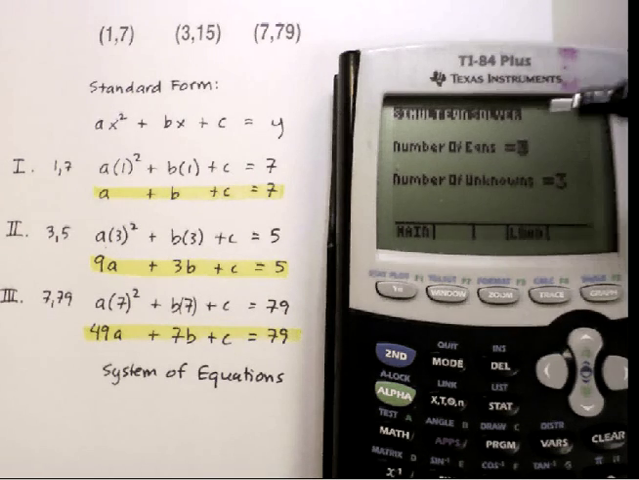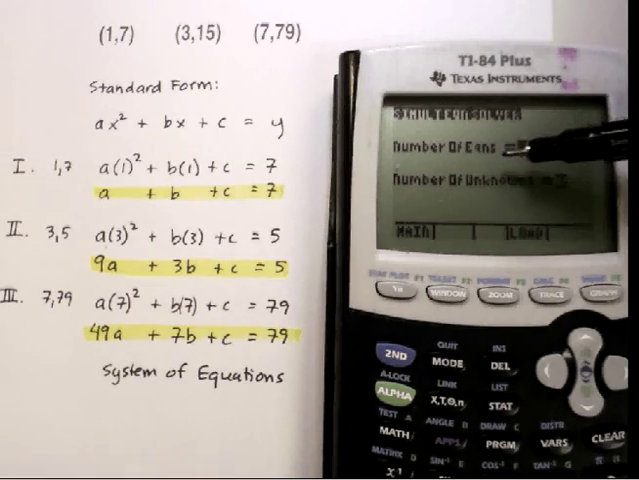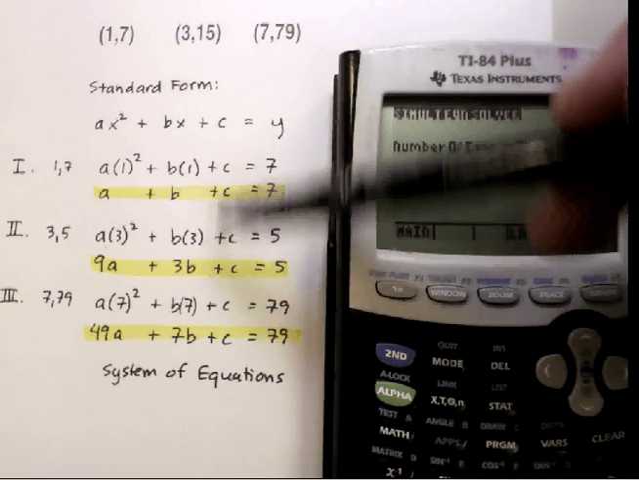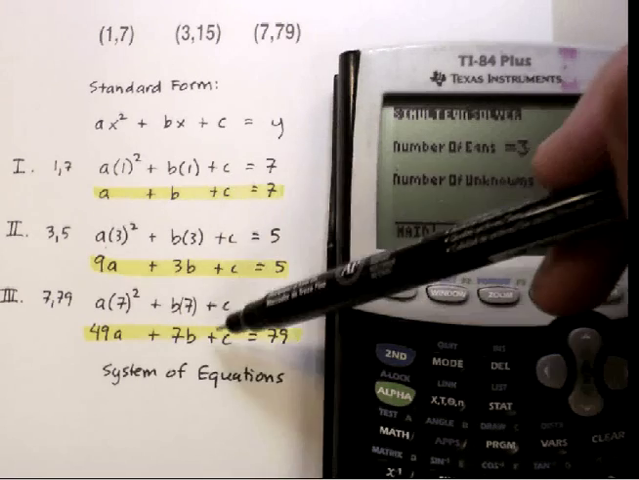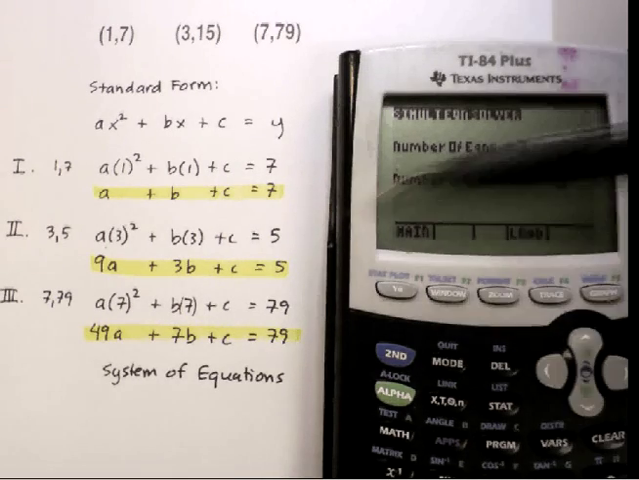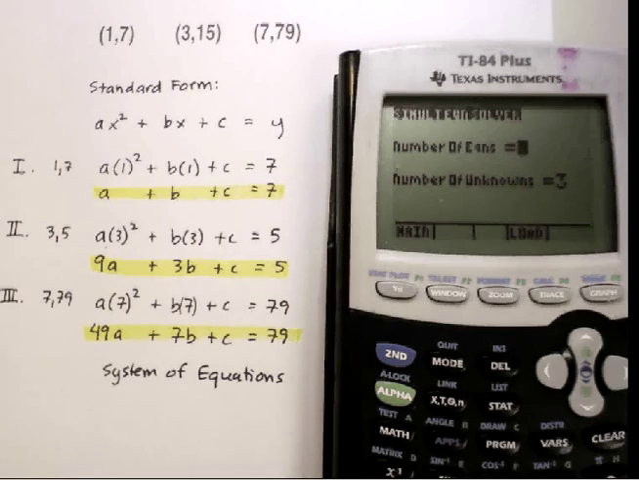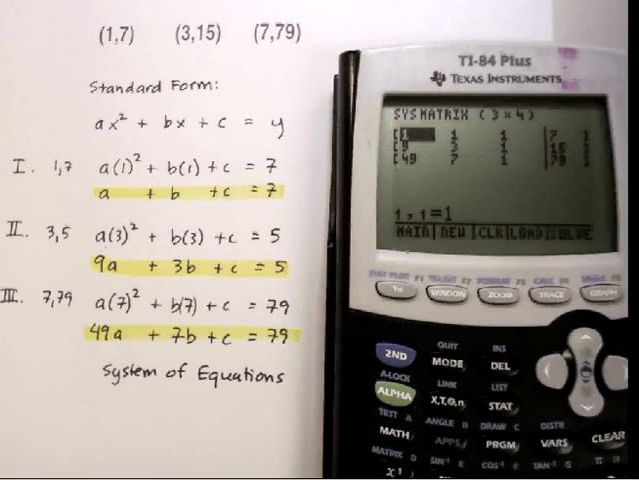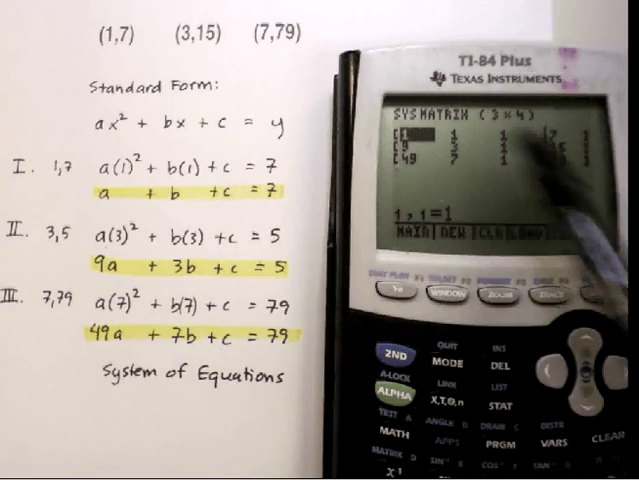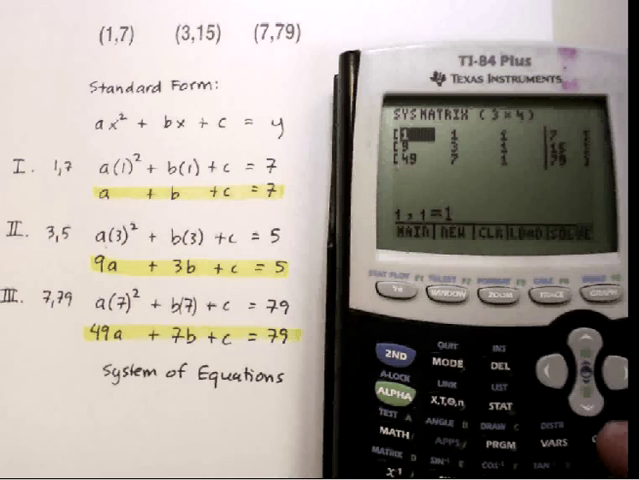And this is going to ask us how many equations we're trying to solve for. In this case, we're trying to solve 3 equations. We want to find the intersection for 3 equations with 3 unknowns. So let's put in 3 and 3 in there, which we already have. Press enter. And what pops up is this matrix, this system matrix.